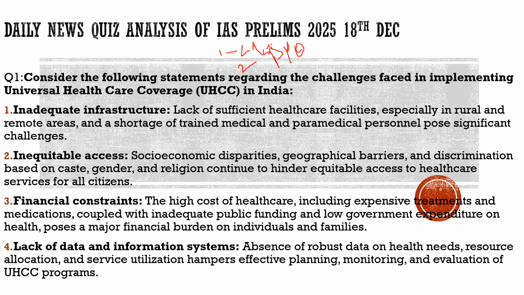Now with this, let's start solving these questions one by one. Here, the first question is associated with universal health coverage. Let's see what the question says. Consider the following statements regarding the challenges faced in implementing universal health care coverage in India. Here the question talks about the various challenges with respect to the implementation of universal health care coverage in India.